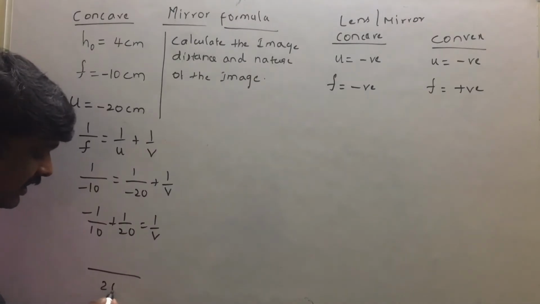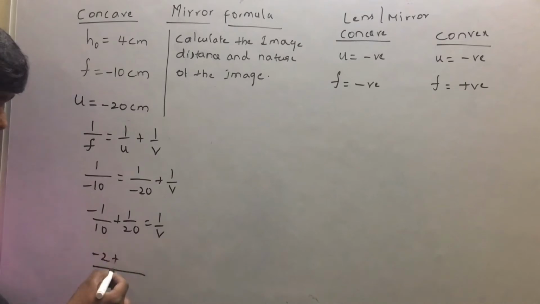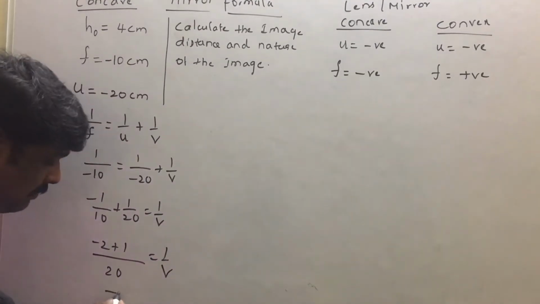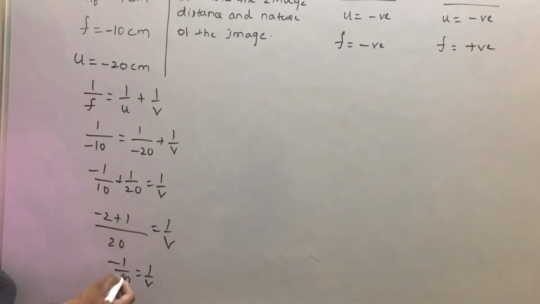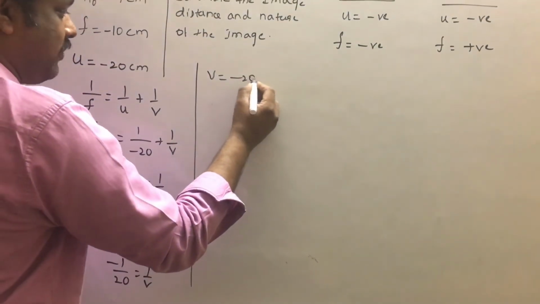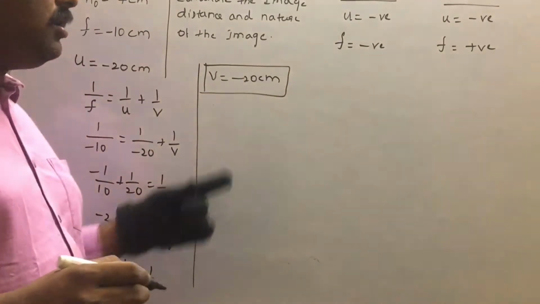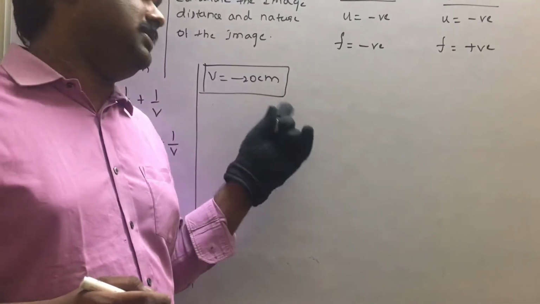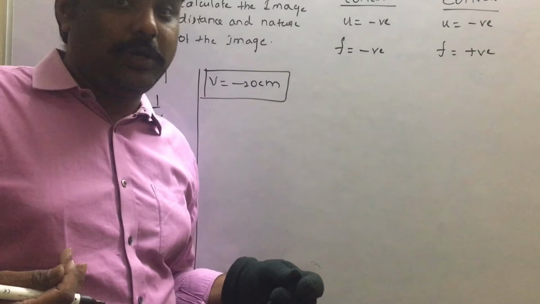LCM of 10 and 20 again, 20. 10 twos are 20, 20 ones are 20. That is 1 by v. Hence, minus 1 by 20 equals 1 by v. Finally we obtain the value of v as minus 20 centimeters. Now we found the image distance. Image distance is minus 20. Minus indicates the image is formed on the same side where the object is kept.